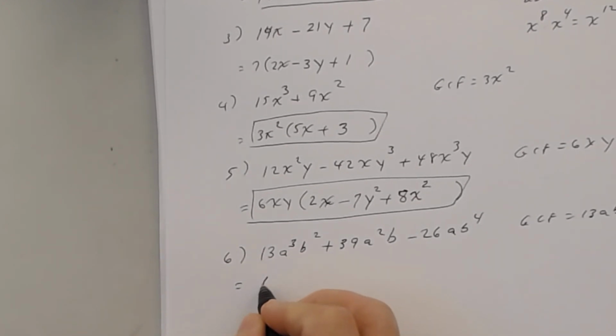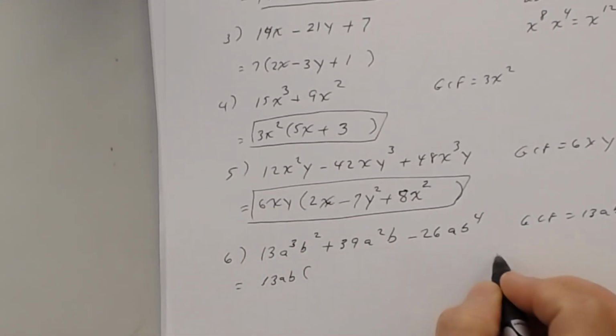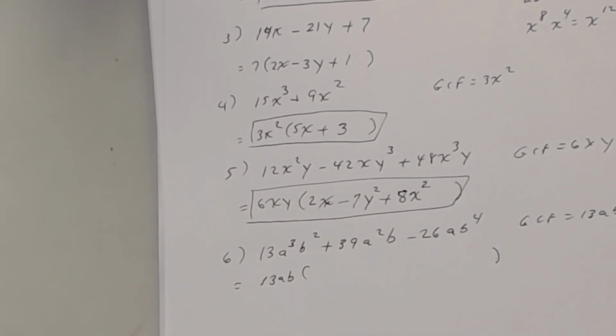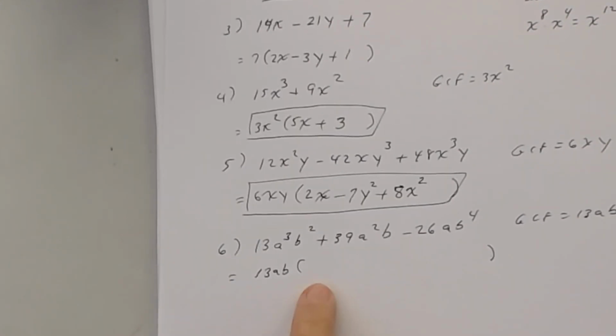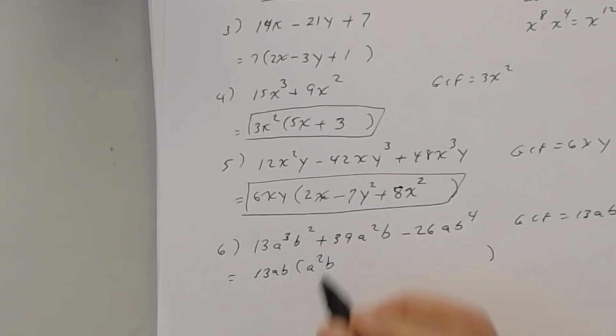So you're going to say 13ab times, and we have to figure out what goes inside the parentheses. 13ab times what is 13a cubed b squared? A squared b. If you thought something else, check yourself and see if it makes any sense. A times a squared is a cubed. B times b is b squared.